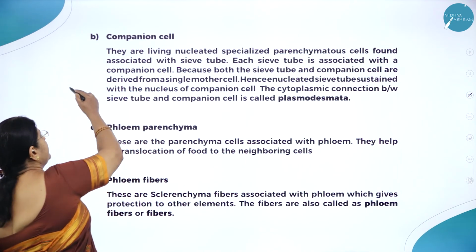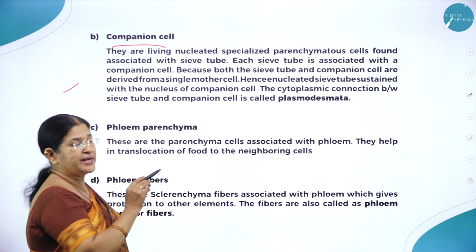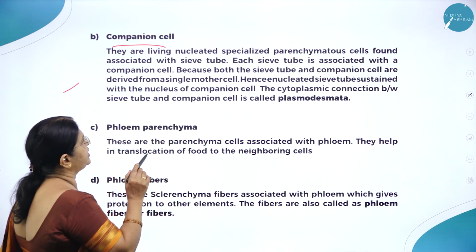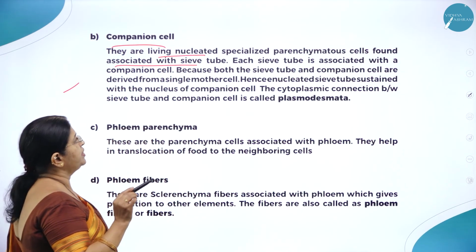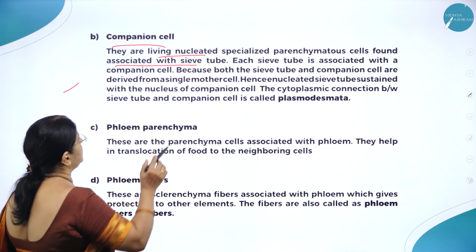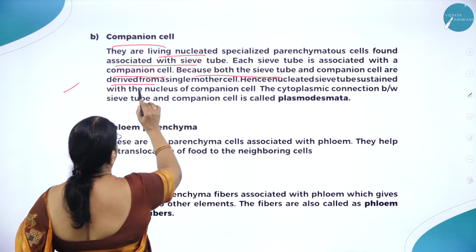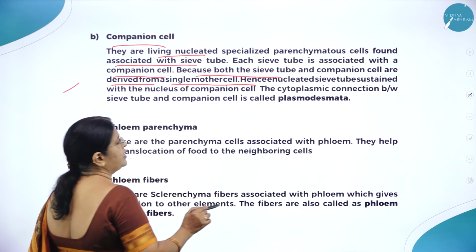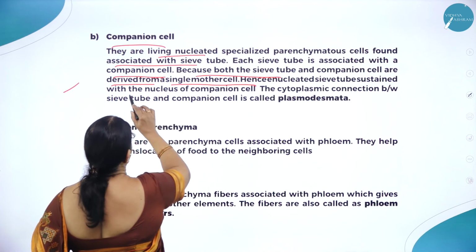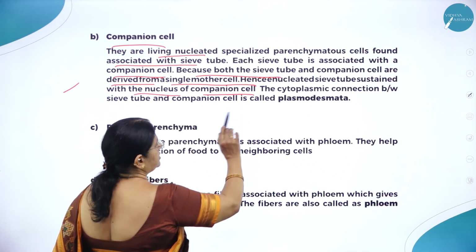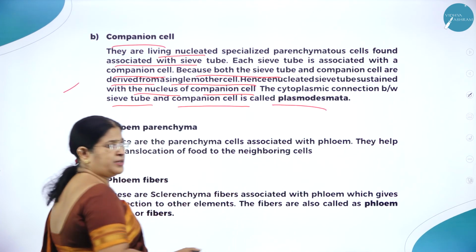So what is a companion cell then? They are living nucleated specialized parenchymatous cells found associated with the sieve tube. So they are always found with the sieve tube. Each sieve tube is associated with a companion cell because both are derived from a single mother cell. So they are called what? Sister cells. Hence, the enucleated sieve tube is sustained by the nucleus of the companion cell. The cytoplasmic connection between the sieve tube and the companion cell is called plasmodesmata.